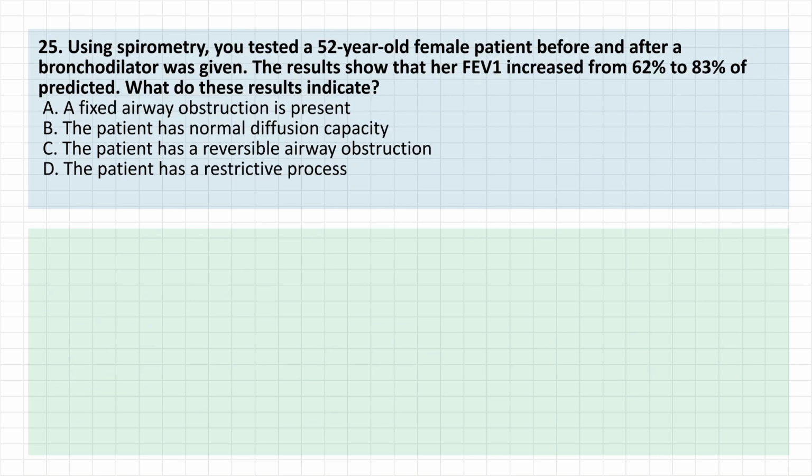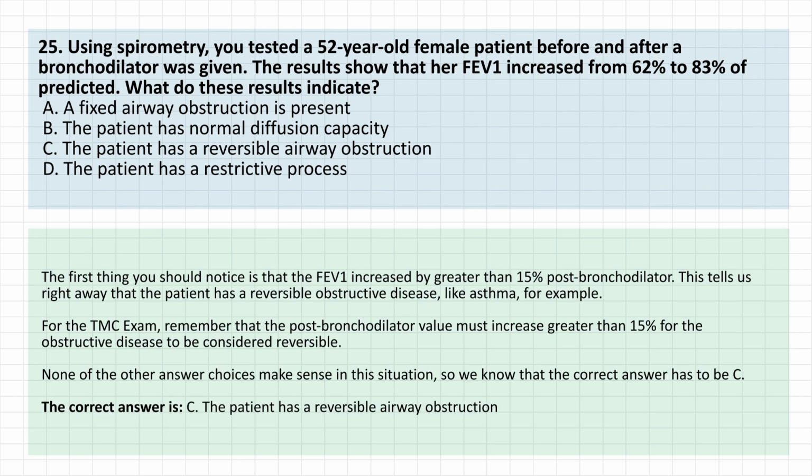25. Using spirometry, you tested a 52-year-old female patient before and after a bronchodilator was given. The results show that her FEV1 increased from 62% to 83% of predicted. What do these results indicate? A. A fixed airway obstruction is present. B. The patient has normal diffusion capacity. C. The patient has a reversible airway obstruction. D. The patient has a restrictive process. The correct answer is C. The patient has a reversible airway obstruction.